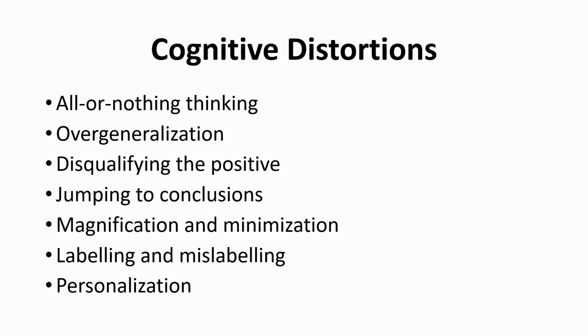Things like magnification and minimization kind of relate to that, where you can magnify or over-focus on some aspects and minimize or under-focus on other aspects. That can again lead to biased conclusions. We talked already about labeling and mislabeling.